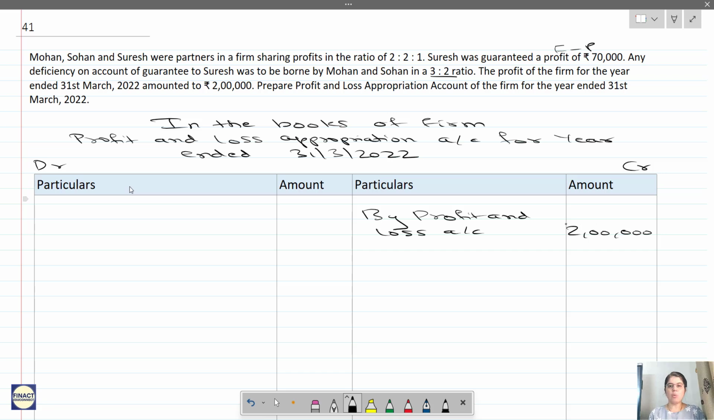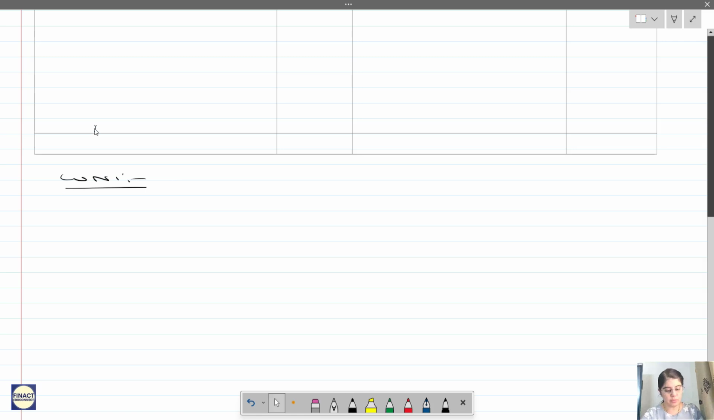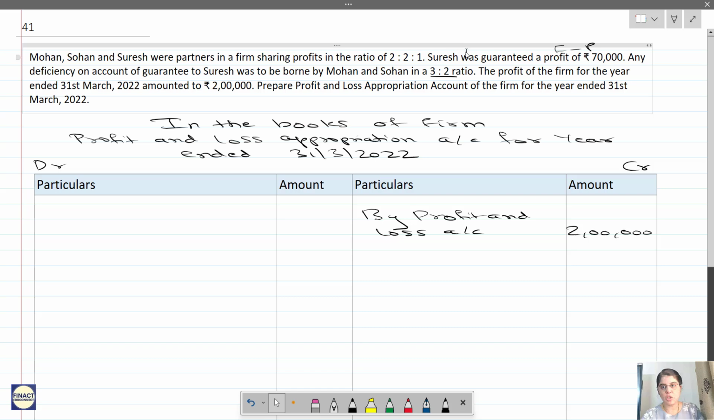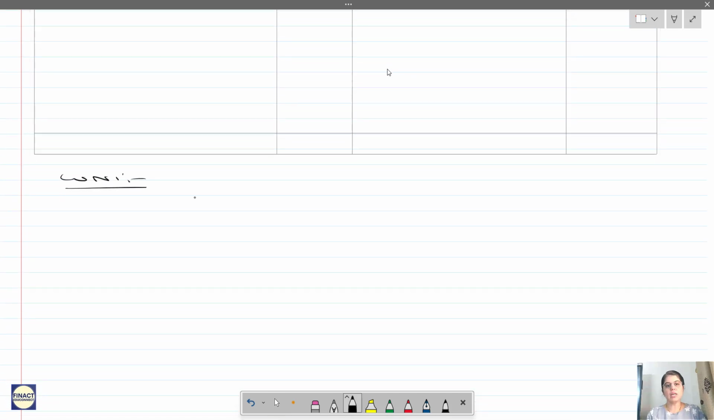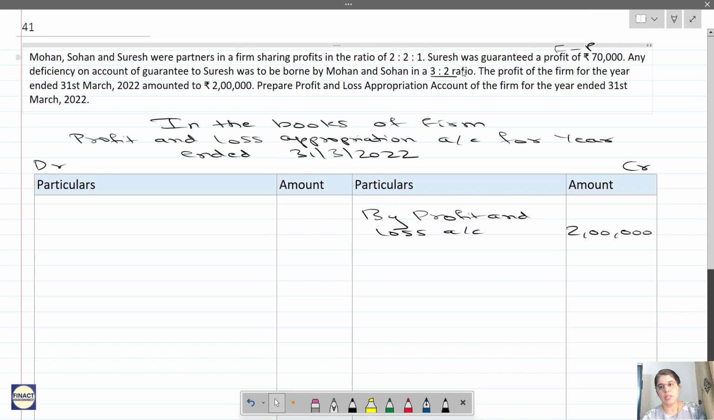Now we have to see how much is the deficiency, if there is a deficiency. So for that we will prepare one working note. Working note number 1, deficiency of Suresh. Now, how much is the guaranteed profit? 70,000. The firm's profit is 2 lakhs.